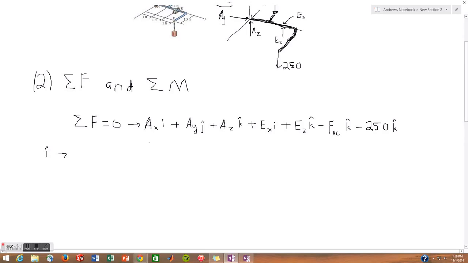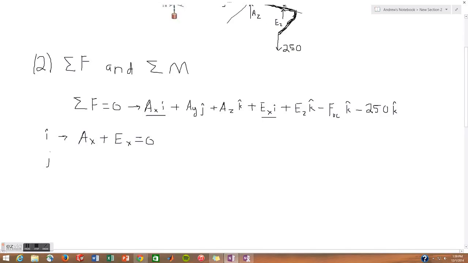Now we're going to write equations for like terms. All the terms in the I direction we're going to combine. So it's just the AX and the EX, and that's equal to 0. We do the same thing for the J and also for the K. This is basically the process you'll be doing for a lot of these kinds of equations. If you see this kind of problem on the final, this is the process you want to do. So in the J direction, the only force is AY.